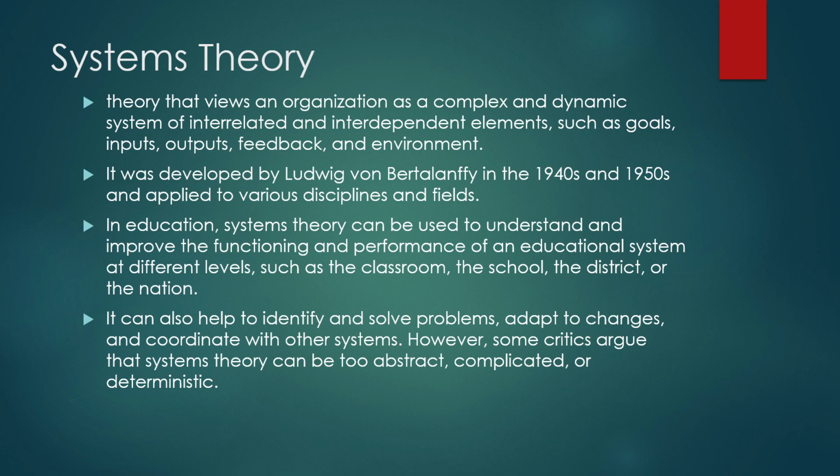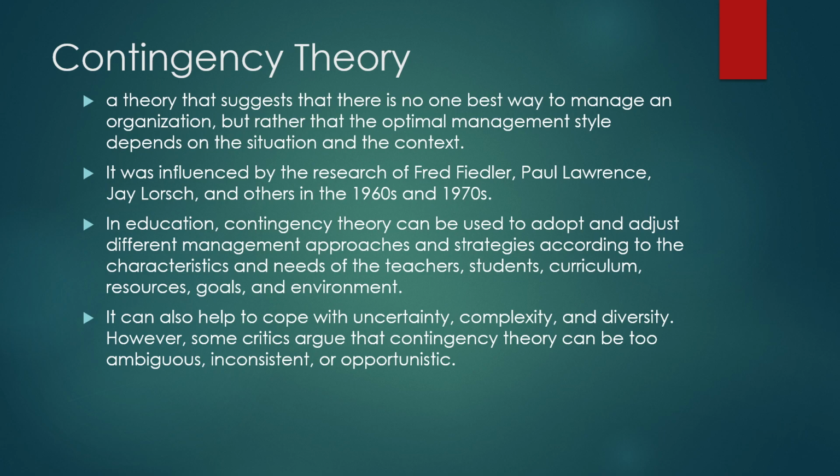And the last one is a wonderful combination of all the three systems. This is the contingency theory. It suggests that there is no one best way to manage an organization. So the first three are good, but not always applicable to every system, but rather there is an optimal management system depending on the situation and the context. This was influenced by Fred Fiedler, Paul Lawrence, and Jay Lorsch, and others in the 1960s and 1970s.